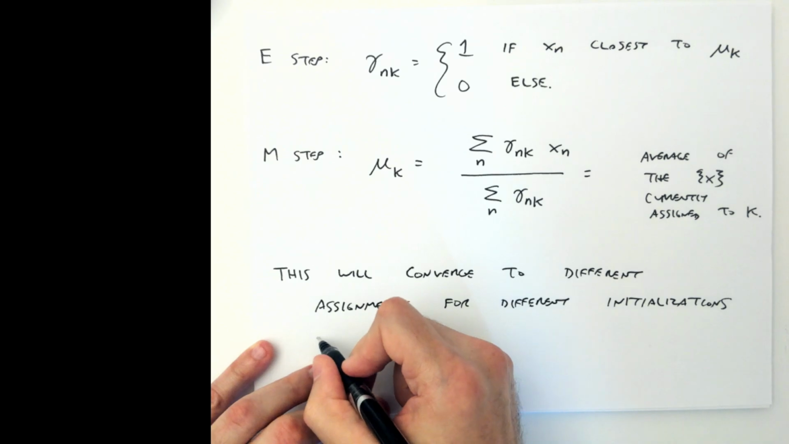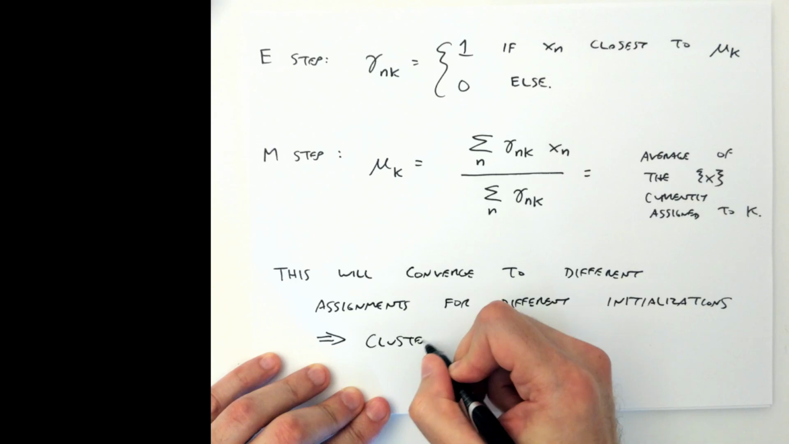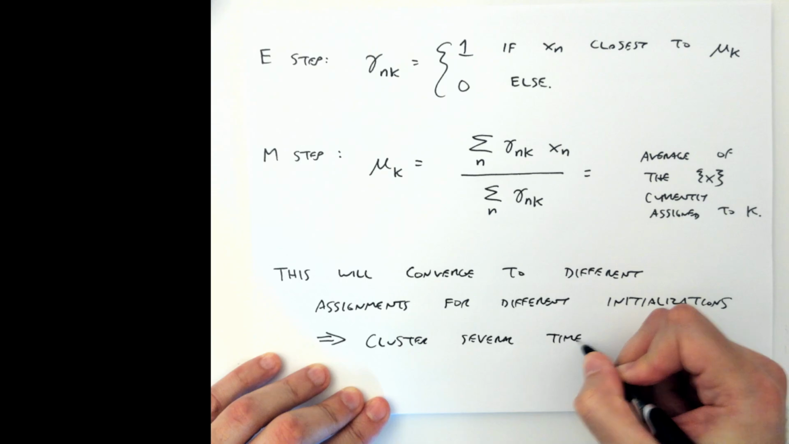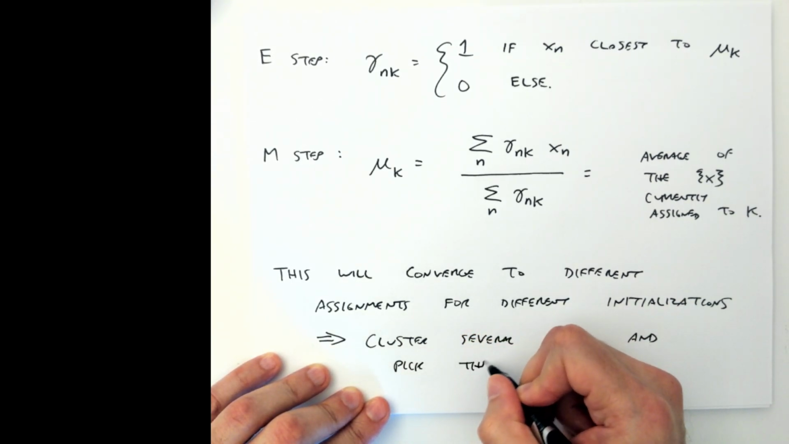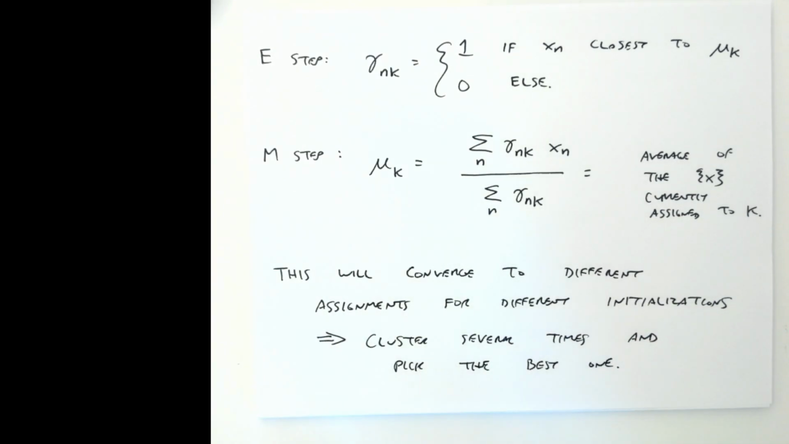So in practice, what I should do is cluster several times and pick the best one, that is, the one that has the lowest value of this J. Okay? All right, so let's take a look at some examples. First of all, let me pause and ask, any questions or comments about the procedure?